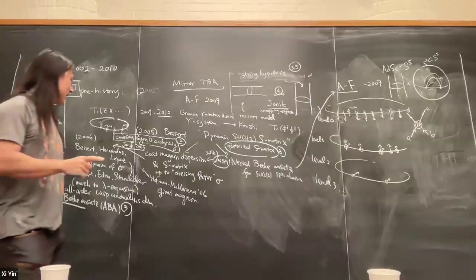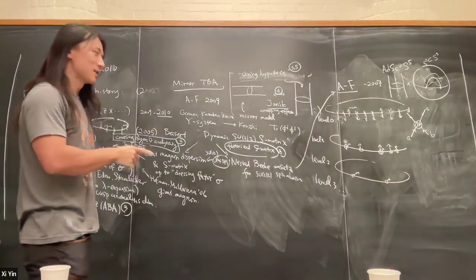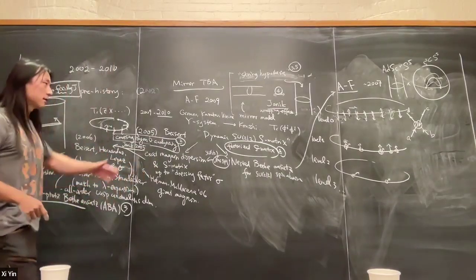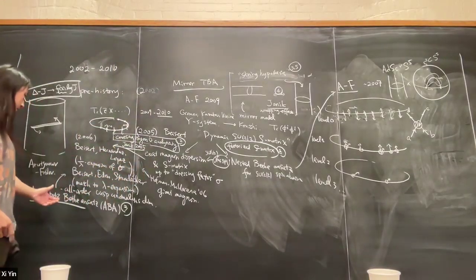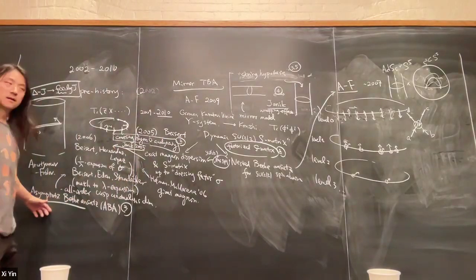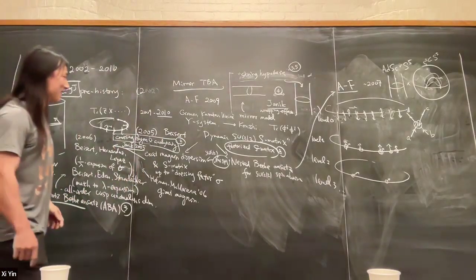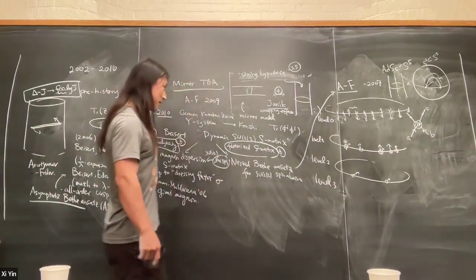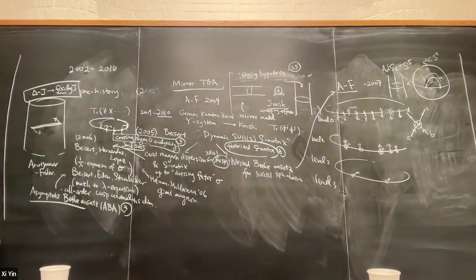I should say that in my string notes that are constantly being updated, all of that up to this point is already written, but I haven't finished. I'm in the middle of writing the nested Bethe ansatz. I haven't finished writing the mirror TBA sections, but that should be done in the coming weeks.